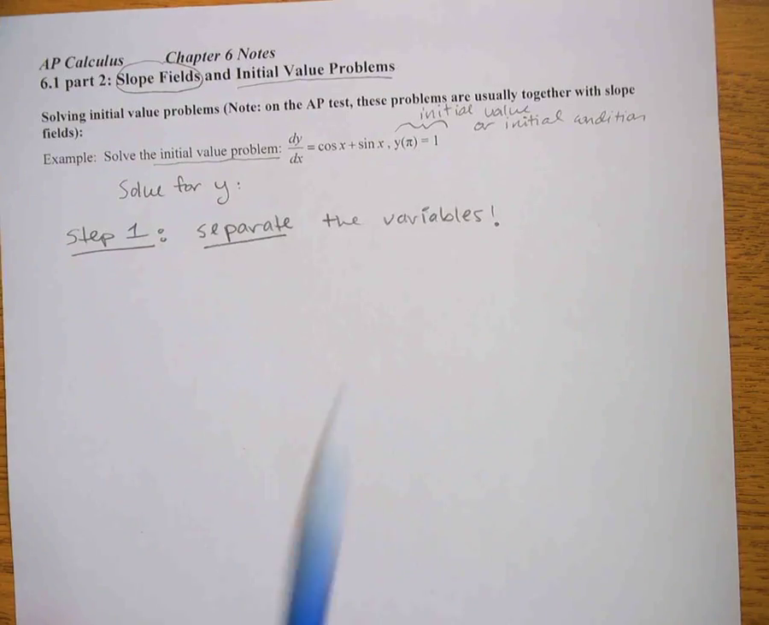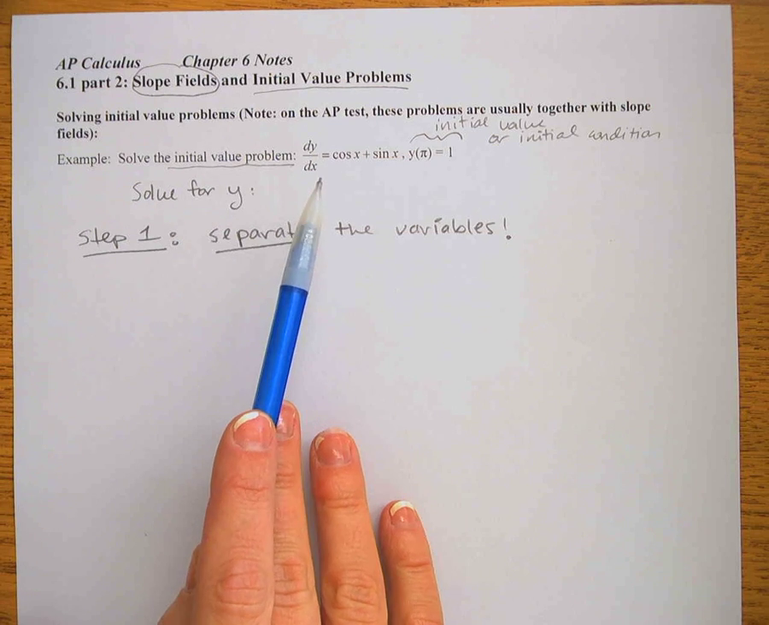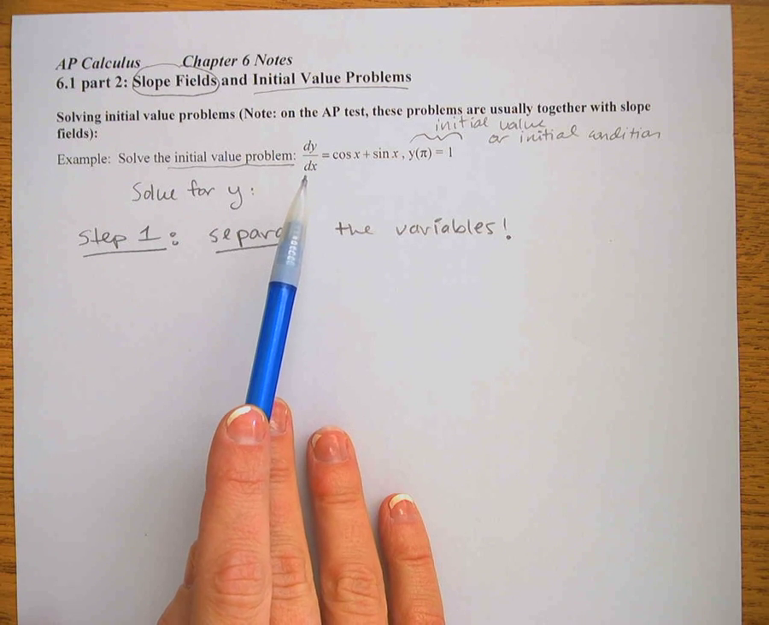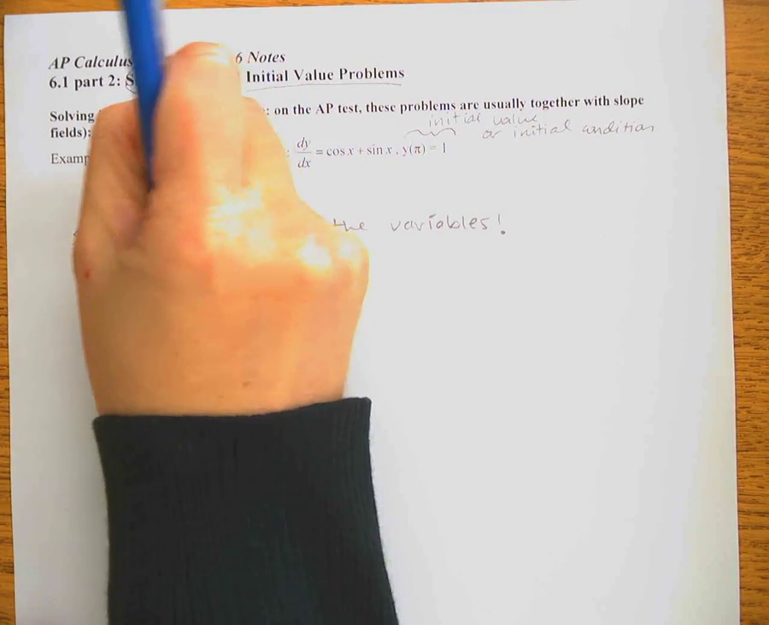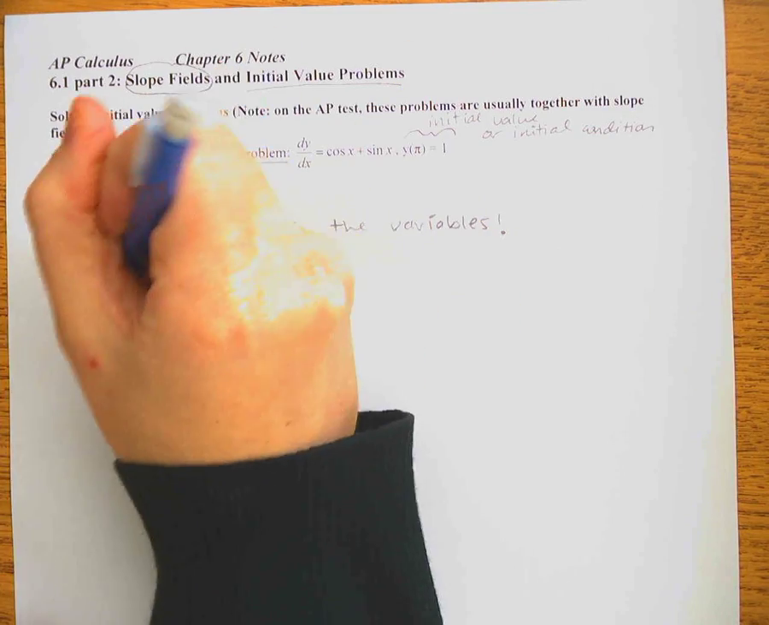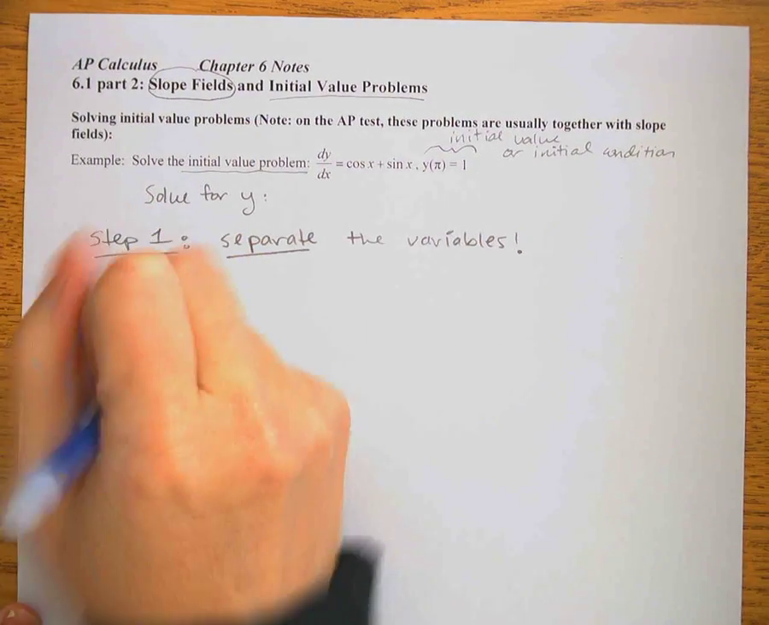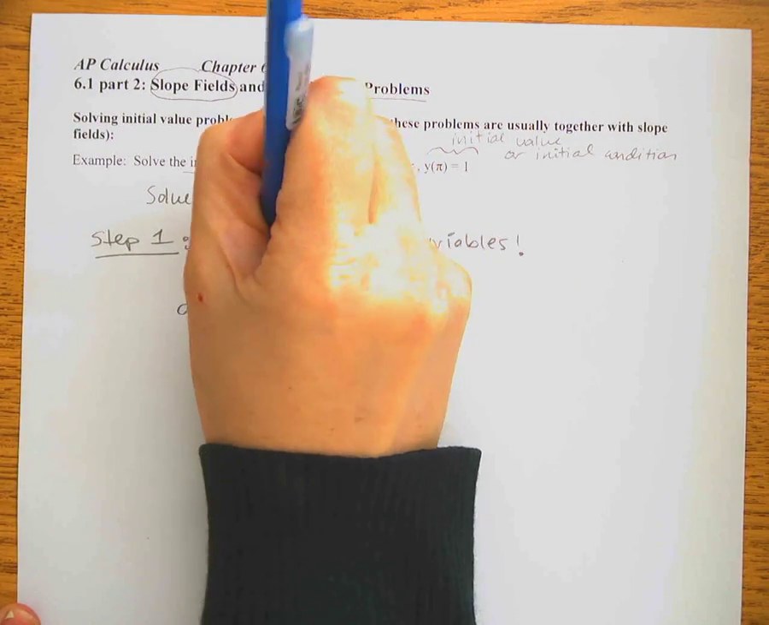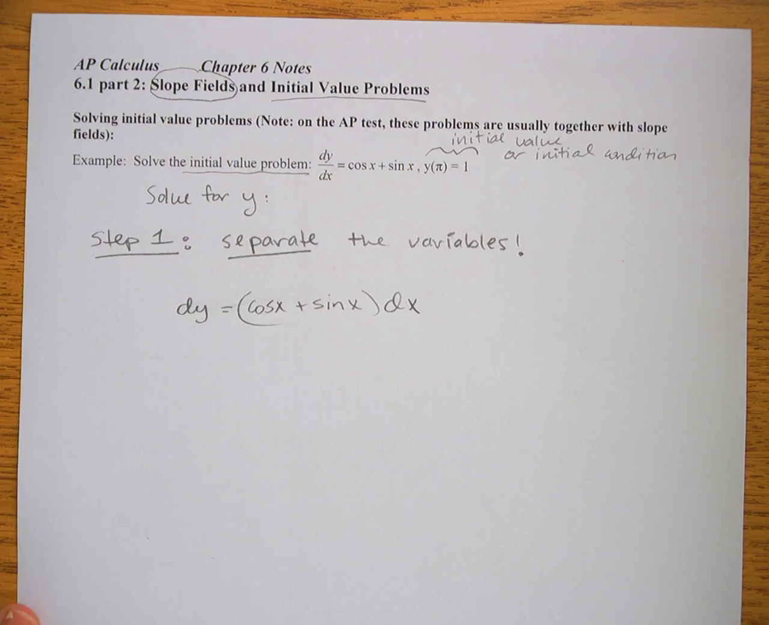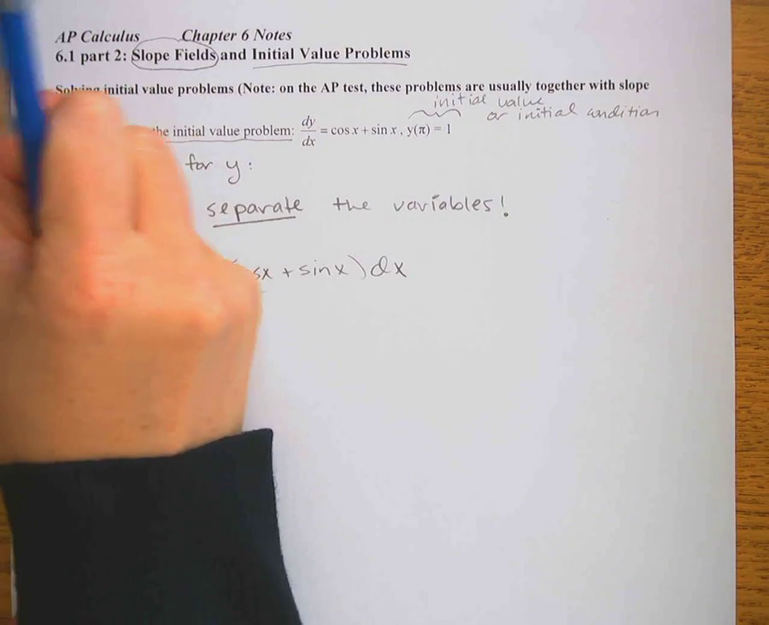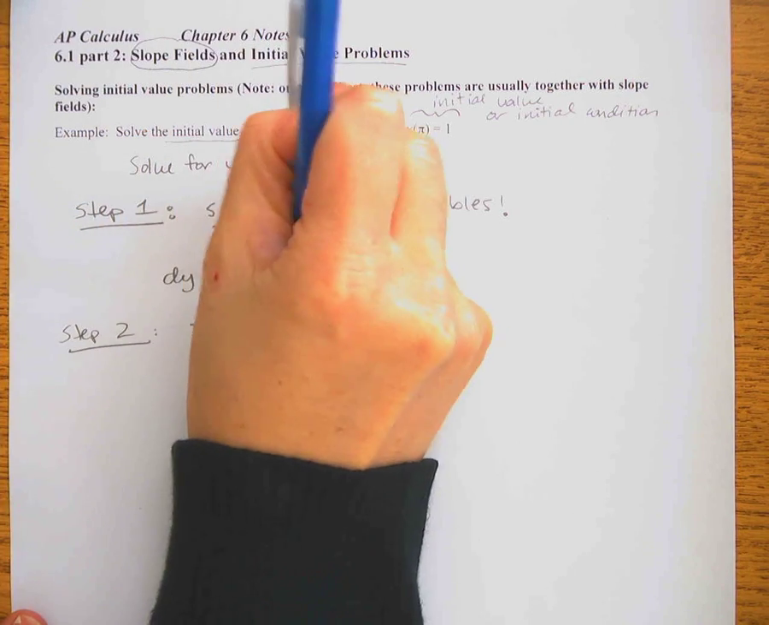So what I mean by that is, right now we have dy dx as a derivative term, but I want to think of them more as differentials, what we talked about in chapter 4. So I want to split it up so that I've got dy on one side, and any terms with y in them would go on the same side as dy. And then any terms with x go on the other side with dx. So I have cosine x plus sine x dx. So that's step 1, separate the variables. And then step 2 is you want to integrate both sides.